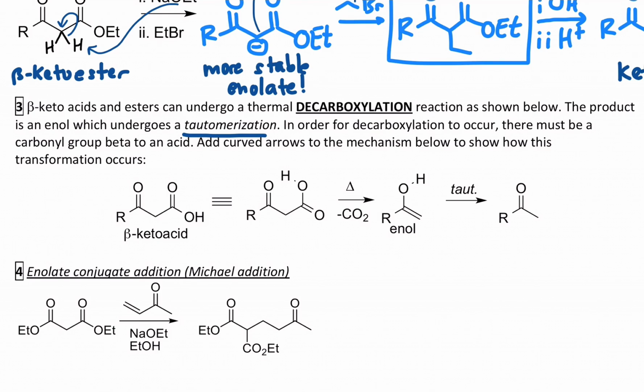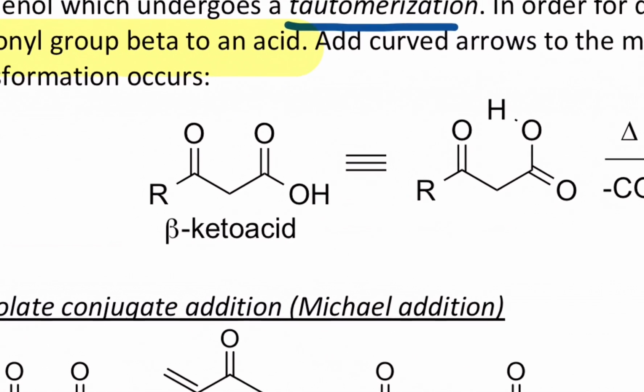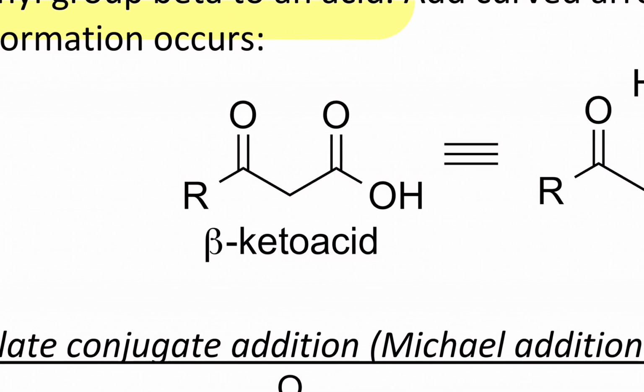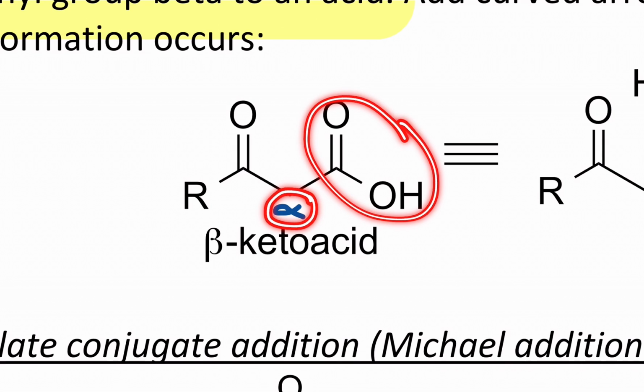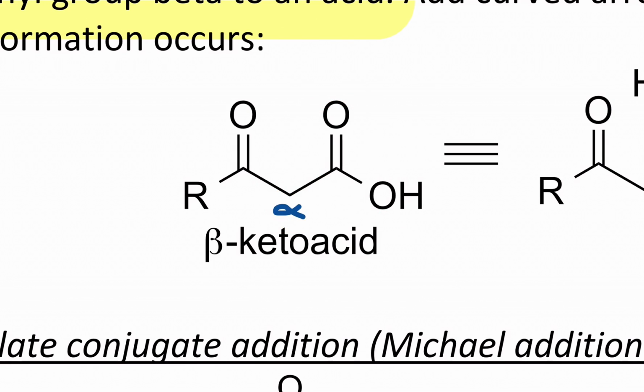That's a good old word from first semester. In order for this to occur, there must be a carbonyl group, beta to an acid. For example, here is a carboxylic acid. There's the alpha carbon, meaning alpha relative to the carboxylic acid. And then one away from that is a beta position. So I have a beta carbonyl.